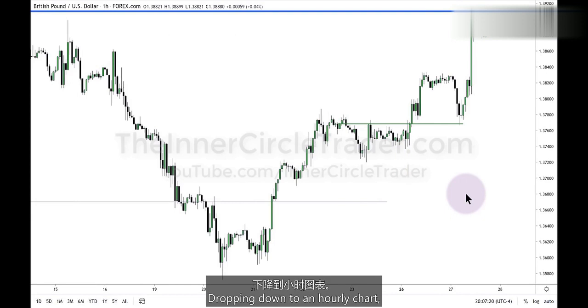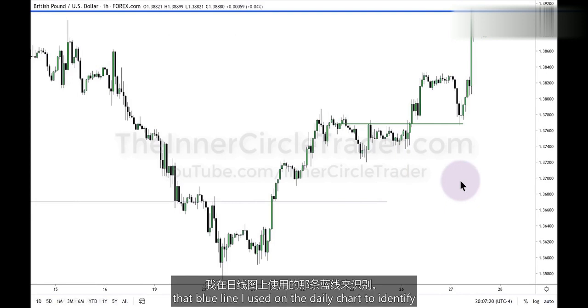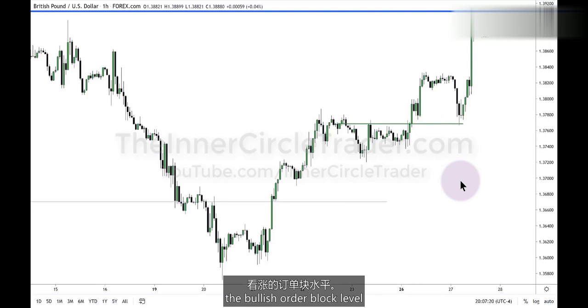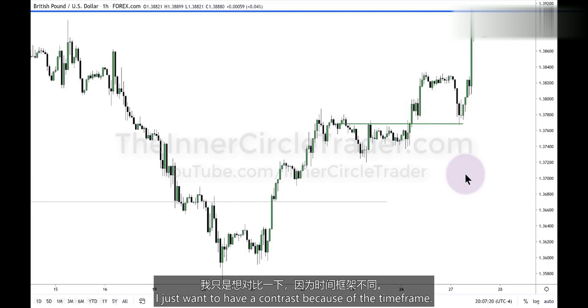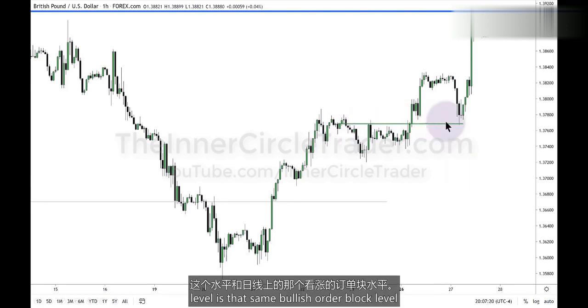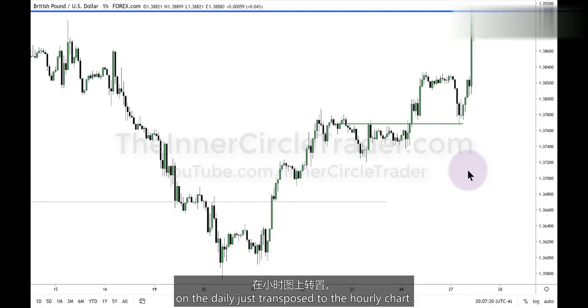Dropping down to an hourly chart, that blue line I used on the daily chart to identify the bullish order block level is now green here. Okay, so I don't want to trip you up. I just want to have a contrast because of the time frame. This level is that same bullish order block level on the daily, just transposed to the hourly chart.